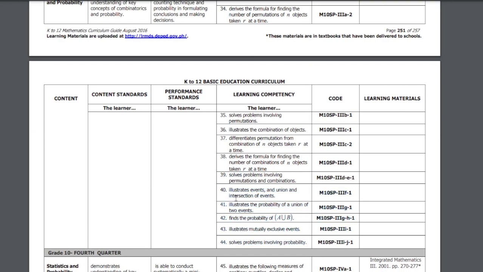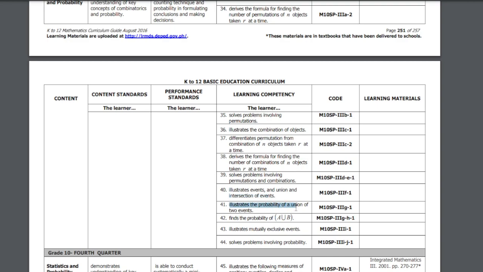My little complaint here is that you illustrate events, union and intersection of events. The only time you got to this topic is on your very first topic in mathematics in your high school. If you remember your union and intersection of events, your Venn diagrams. It's all the way back to grade 7. Then we won't talk about it for like three years, and then bam, it's here in your 10th grade. So we're going to have a little bit of review.